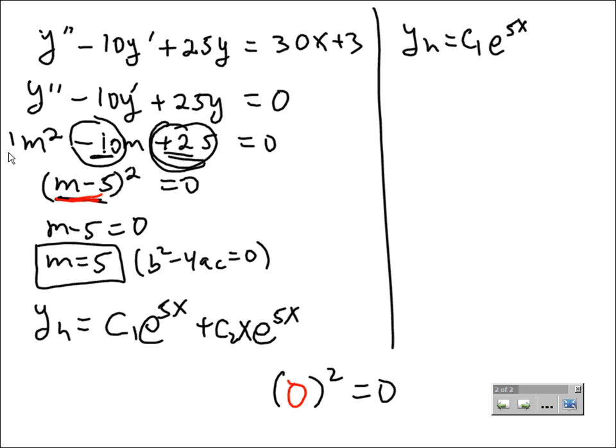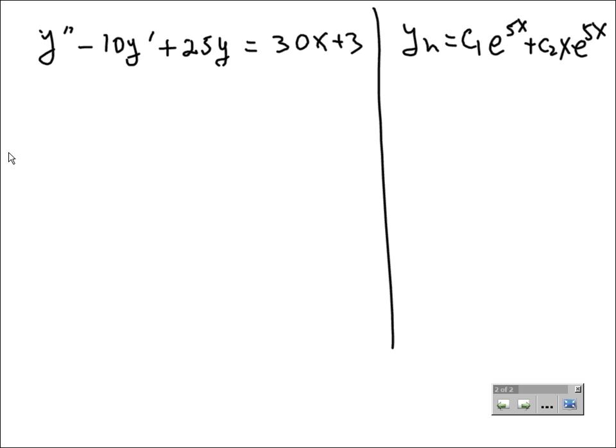c1 e to the 5x plus c2 x e to the 5x. That's the homogeneous system, the solution. Now we want to find a particular solution to the original equation, the given equation, the one that remains there. Now, we want to end up after taking multiples of different derivatives.